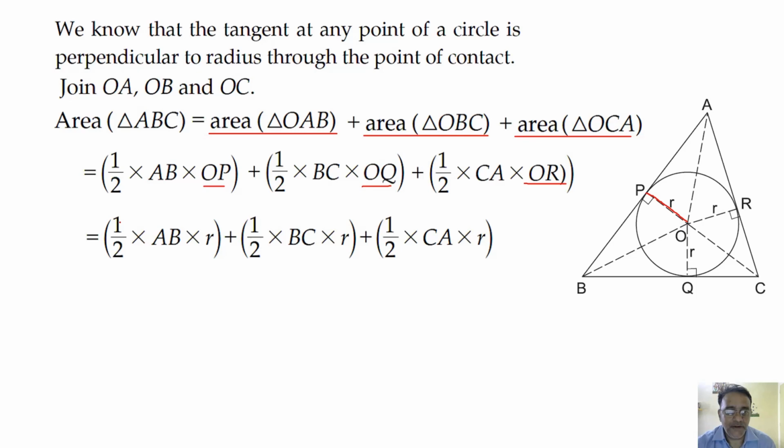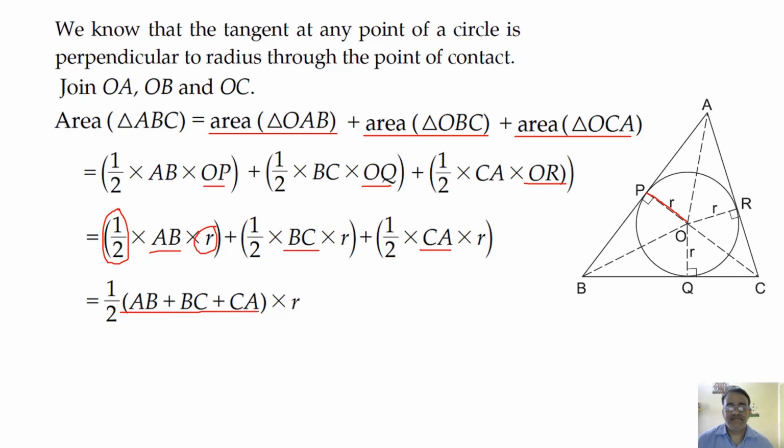So now what we can take common? Half is in all of them. We can take half common and R also we can take common. So what is left over here? AB plus BC plus CA. So we'll get this step. Now what is AB plus BC plus CA?